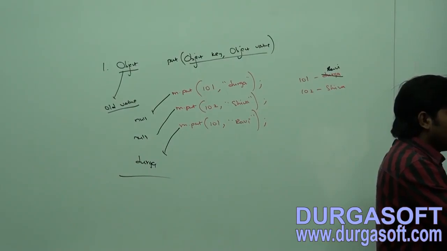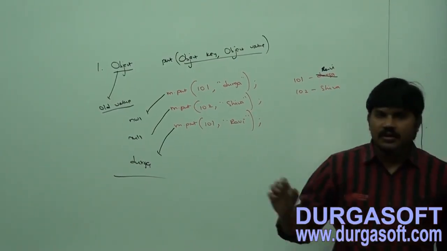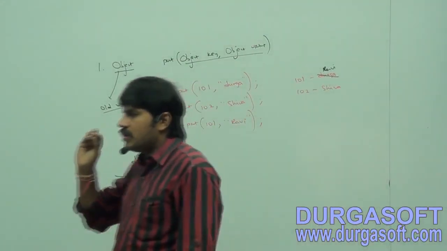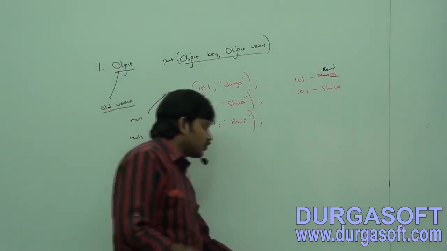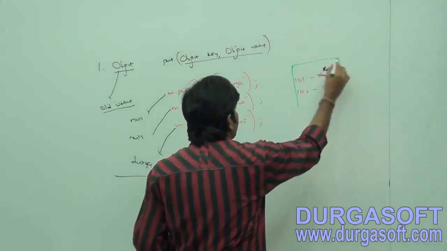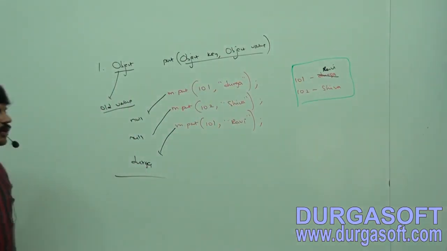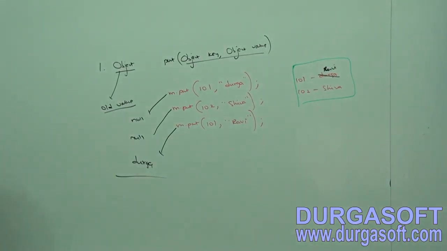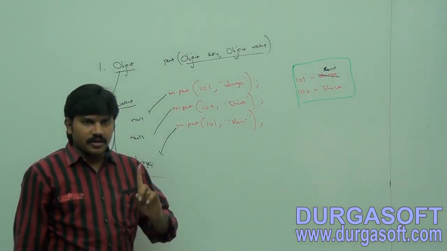Put of object key, comma, object value. Just add the entry. To add one key value pair to the map. Okay, that's all. Are you getting the first point?